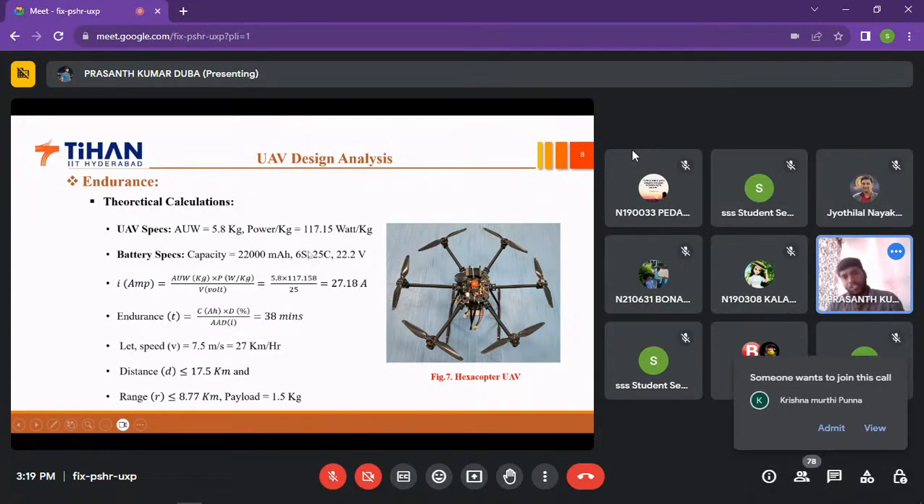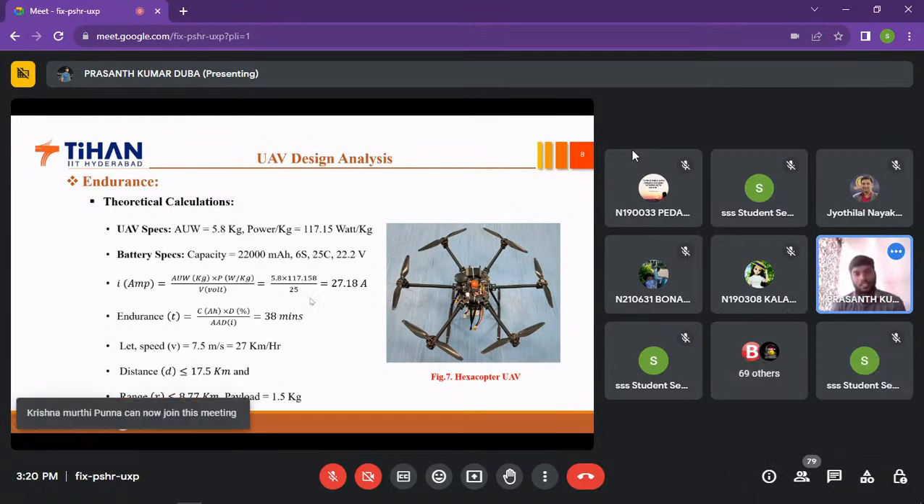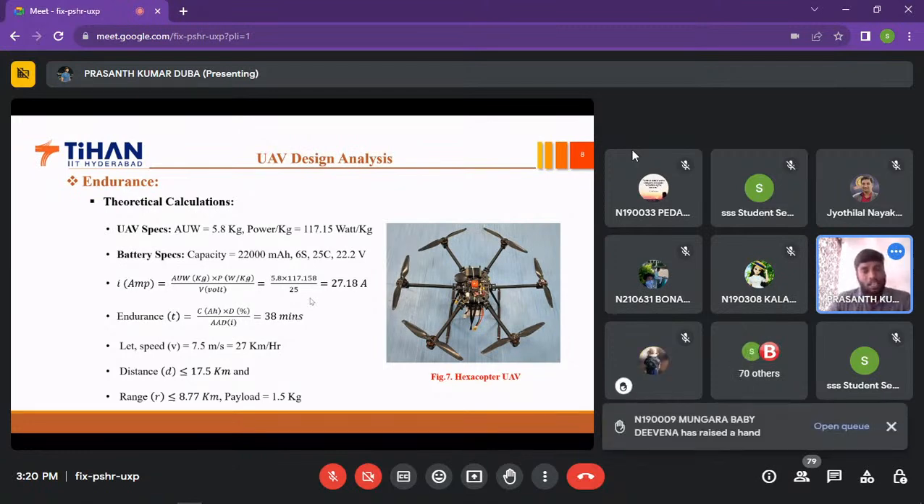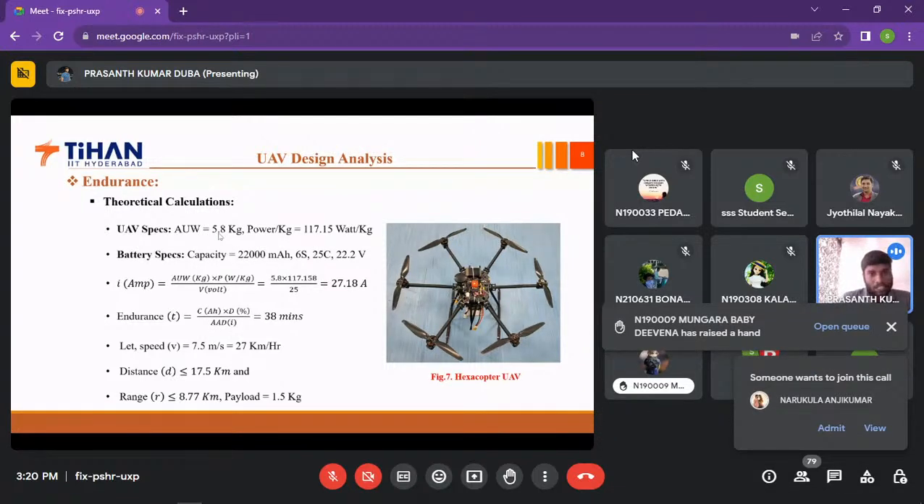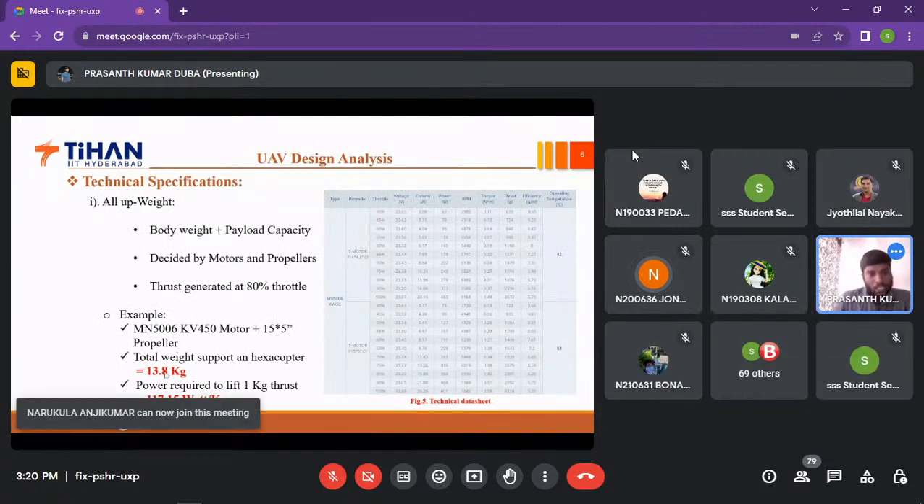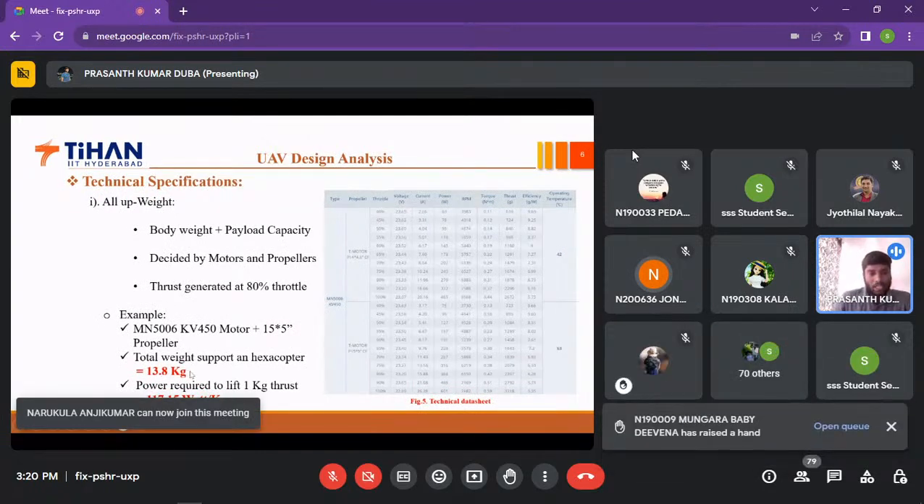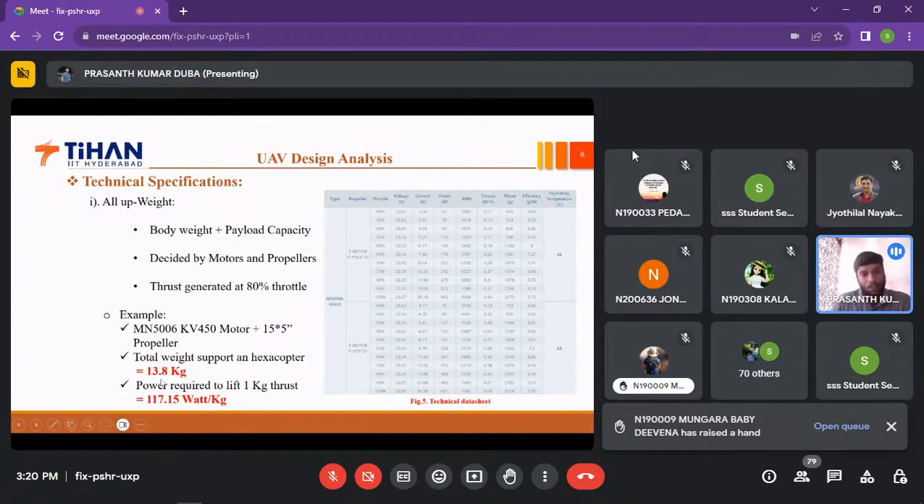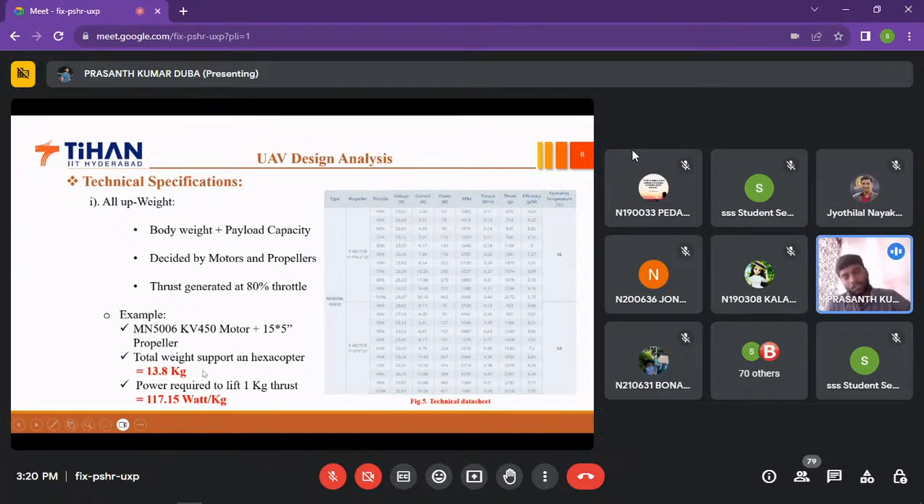So with this calculation, you are designing your own UAV with a certain time of flight and a certain payload capacity. Now I will explain the payload capacity. Here I mentioned the UAV weight as 5.8 kg, but from the previous calculations, the total weight it can generate is up to 13.8 kg. But we always apply a factor of 2, that is 13.8 by 2, which is around 6.54 kg. The manufacturers will say 13.8, but in practical scenarios it won't lift to this much capacity. So we always take a factor of 2, that is 6.54.